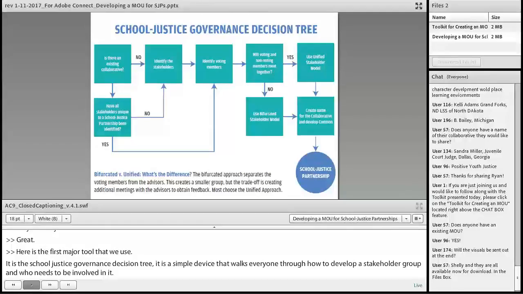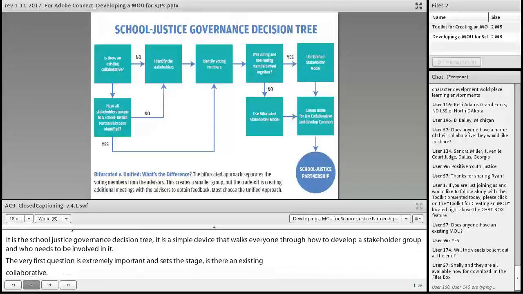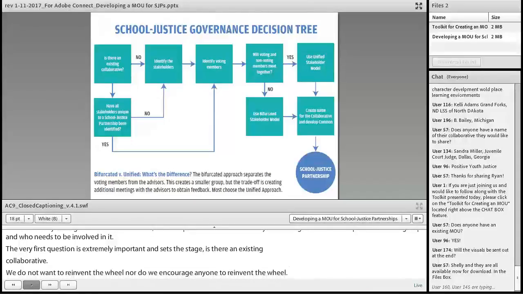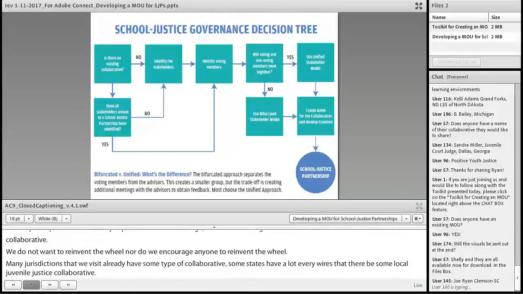Many jurisdictions that we visit already have some type of collaborative. In fact, some states have a law that requires that there be some local juvenile justice collaborative. Well, the question is, if the answer is yes, have all the stakeholders that are unique to developing any school justice partnership been identified? This is when we start talking about, who are the stakeholders? Who needs to be involved?